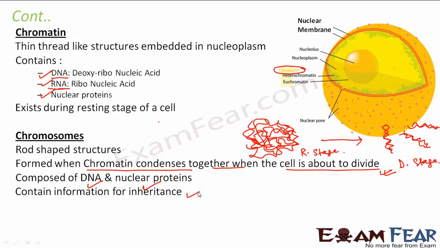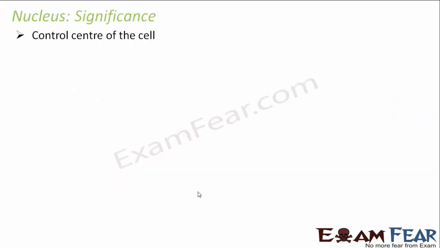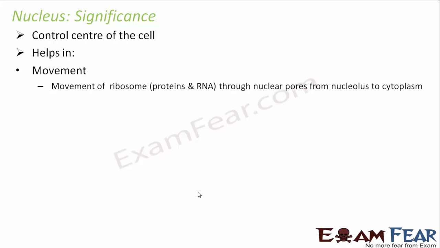So we spoke about the nucleus, and we spoke about quite a few things about the nucleus. We spoke about the nuclear membrane, nuclear pores, nucleolus, chromatin and chromosomes. Let us now look at the significance of the nucleus. It is the control center of the cell, as I mentioned in the first slide, because it helps in reproduction, which is extremely important for a cell. At the same time, it also helps in movement of substances in and out of the cell. So it helps in movement of ribosomes through the nuclear pores from the nucleolus to the cytoplasm.